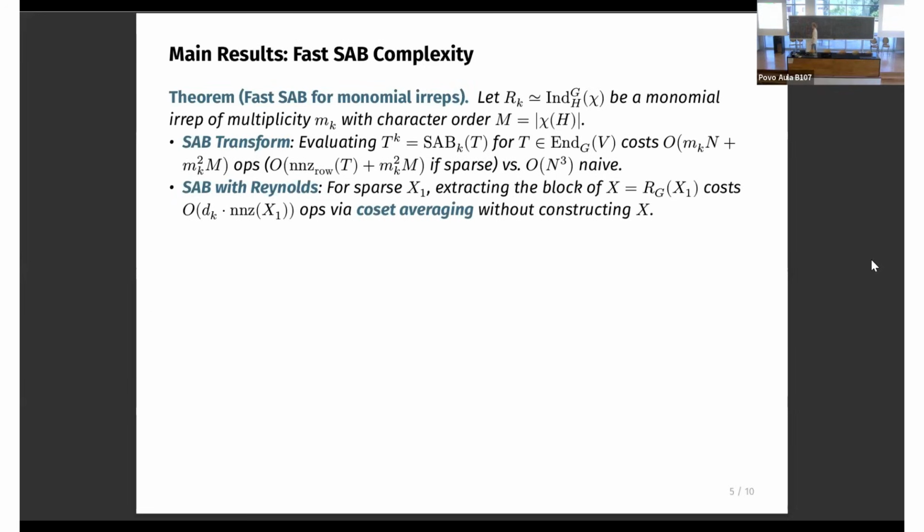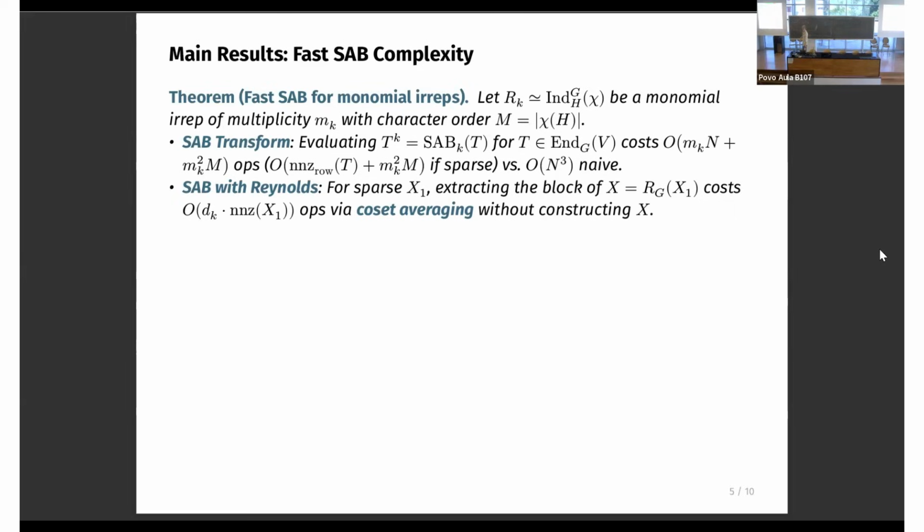And now what you can do with monomial groups, or in particular with monomial representations. Let's say you have one, and you take the subgroup H that it's induced from and the character, and you assume its multiplicity is mk, and the image of the character is of order m. These are the parameters that are important for the complexity analysis.